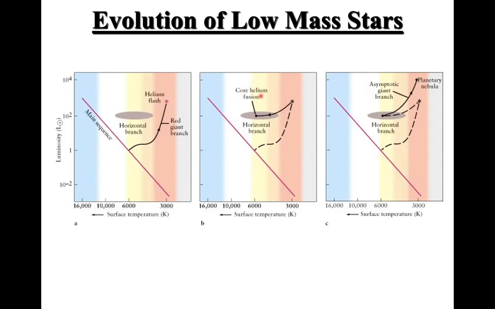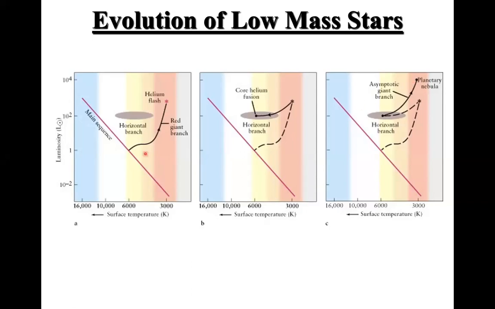And after this core helium fusion, it will go up again in the HR diagram to this asymptotic giant branch, up to this particular point. Right? So this is what we discussed up to now as a summary. If you look at it, you can see how HR diagrams are very useful when you remember and relate all this information, right?